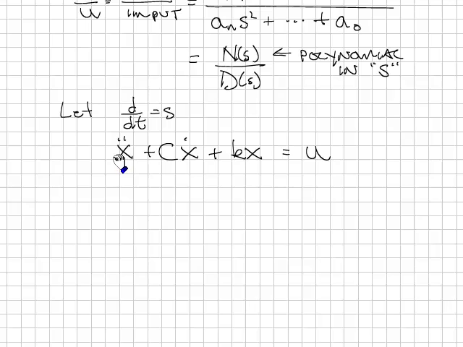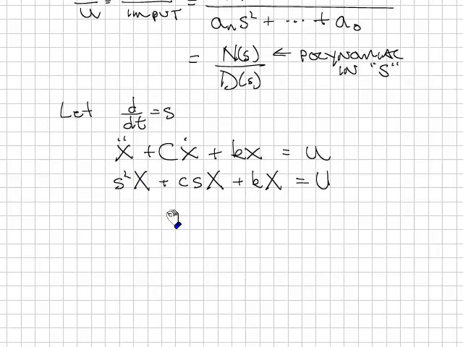Using our quick and dirty Laplace transform, we have s squared X plus c s X plus k X is equal to U. This is cap X here, which is the Laplace transform of x. This is small x here, which is the derivative of x. That's the last time I'm going to be that careful. From now on, I'm just going to write x. If x is in an equation with s, assume it's the Laplace transform of x. If x is in an equation with the derivative, assume it's the time domain version.